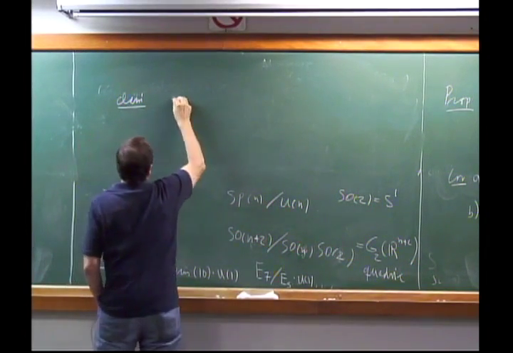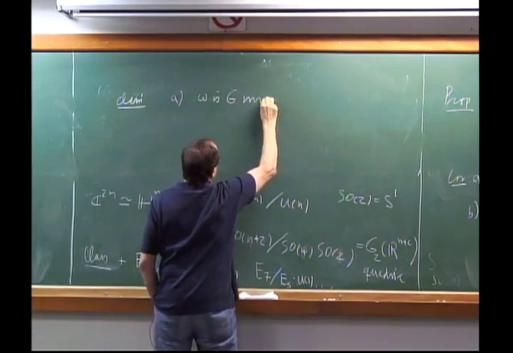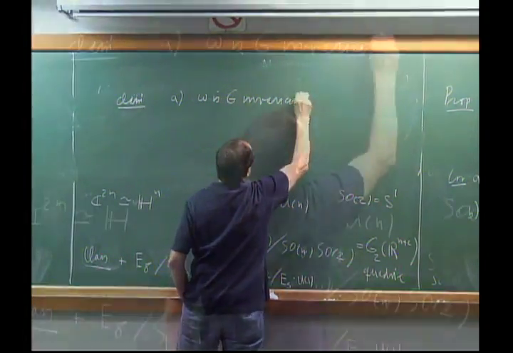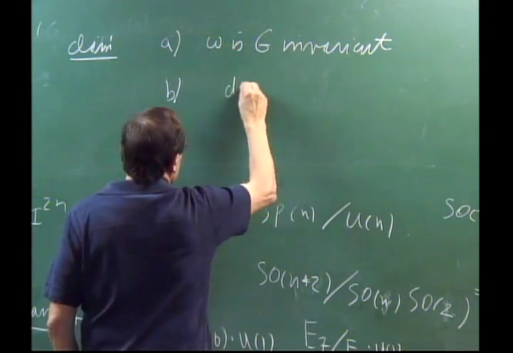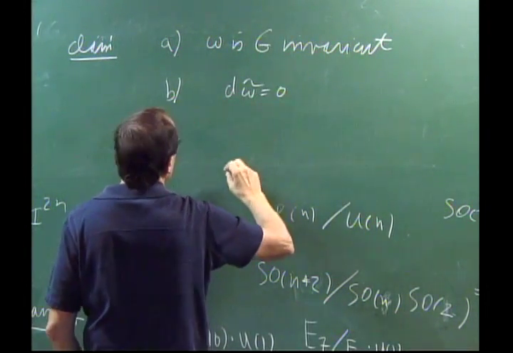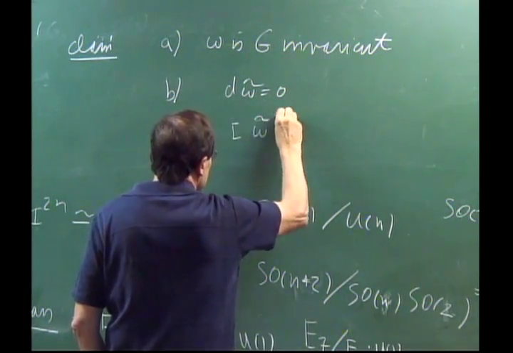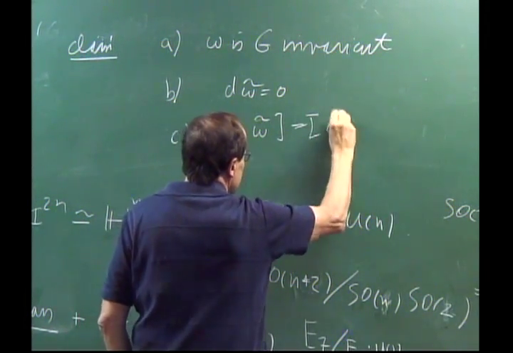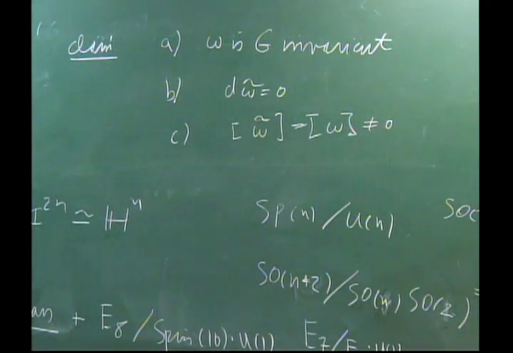So claim A: omega tilde is G-invariant. That's kind of clear, as usual. If I average something, it's something invariant. B: d omega tilde is also closed. And C: the cohomology class of omega tilde is the same as the cohomology class of omega, and hence non-zero. I can just replace my de Rham cohomology class with something that's invariant.